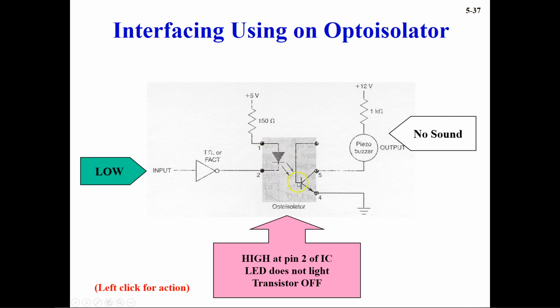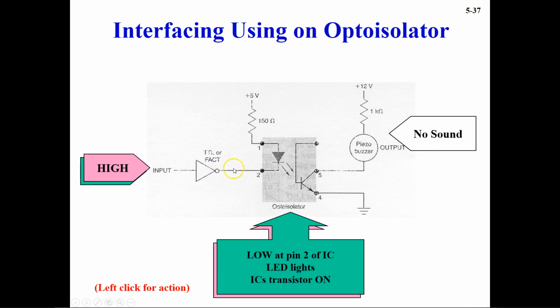So this hole is turned off, and in that case you will have no sound. But if you have a high input going in, then you will have a low output coming out. So at pin 2 it will be low, so it will forward bias this LED, and this will be turned on. So this optical oscillator will be turned on, and then what will happen? Your buzzer will be turned on.